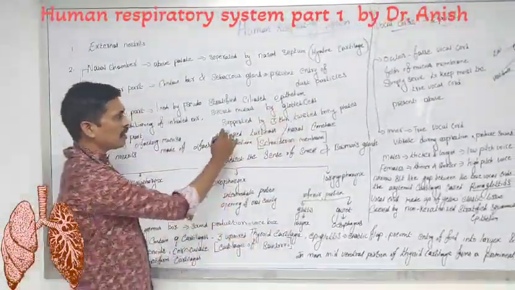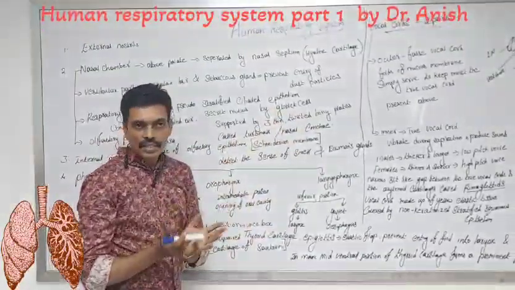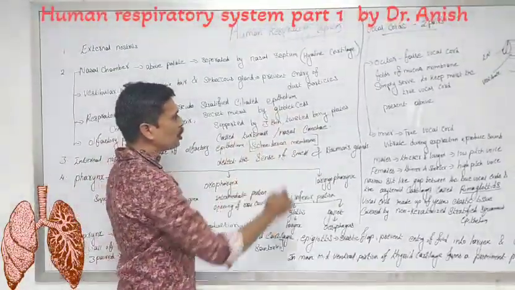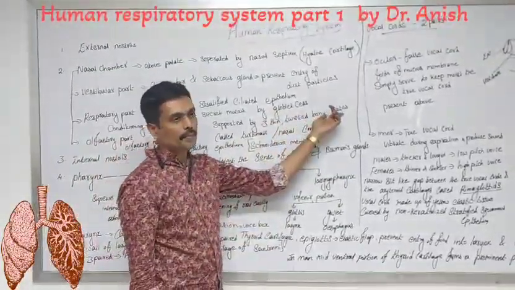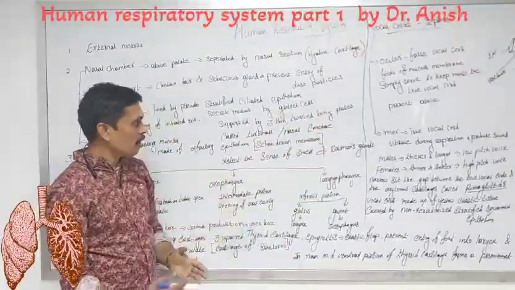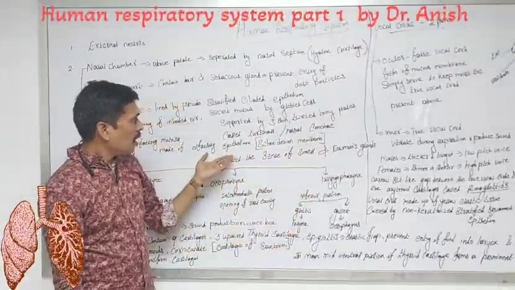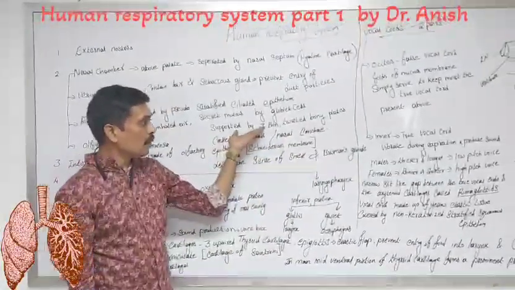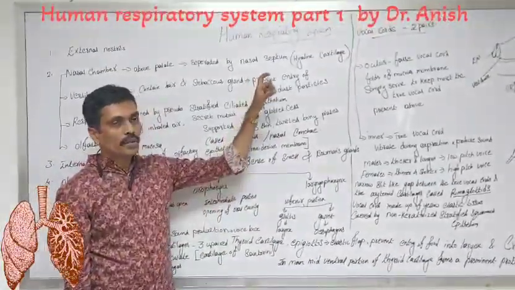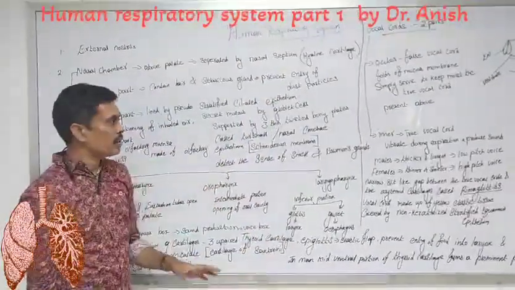Then the nasal chamber is a cavity. The cavity is supported by three thin, twisted bony plates. Totally, we call them turbinals or nasal conchae. Of these bony plates, there is a superior one, a middle one, and an inferior one.